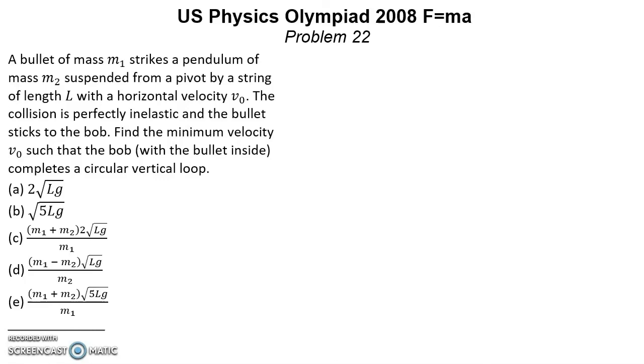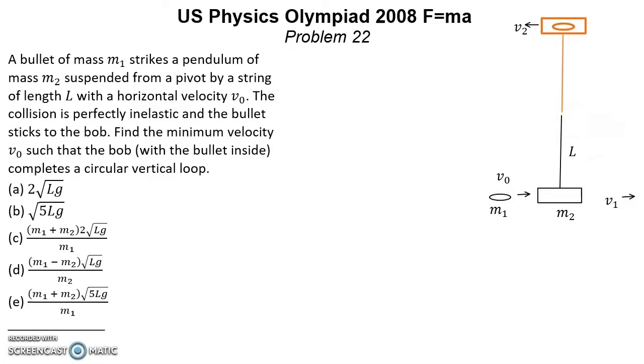So first of all, we can draw the picture of this scenario. On this picture, first the bullet sticks to this pendulum and gets a new velocity V1. After that, it starts to rotate till the highest point, where it gets speed V2. And the best way to do this problem is probably to go backward.